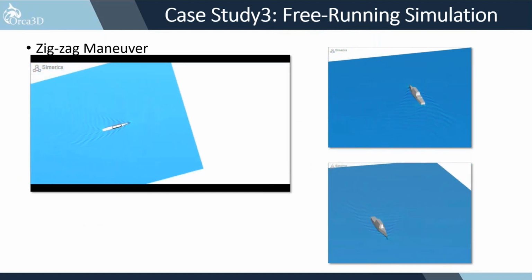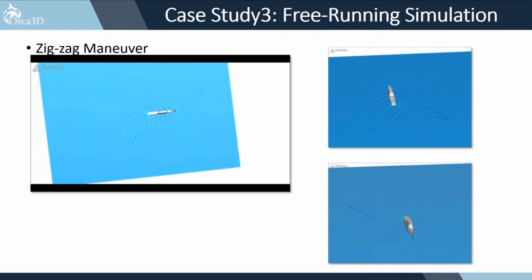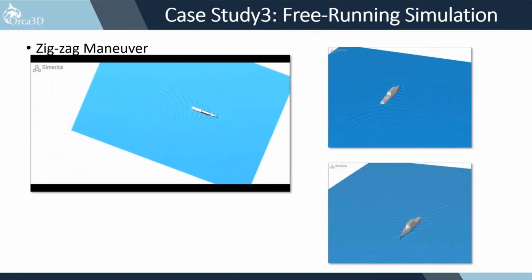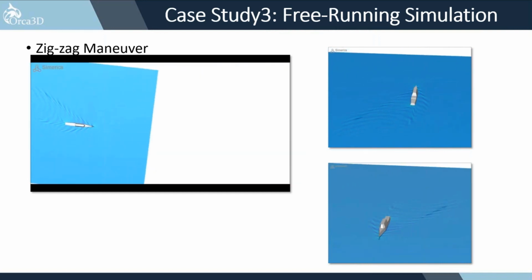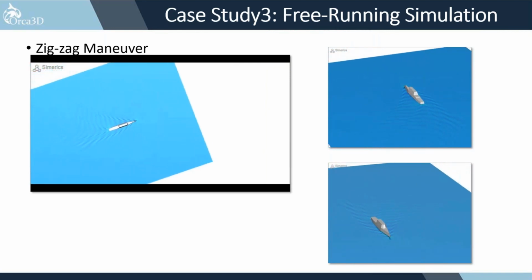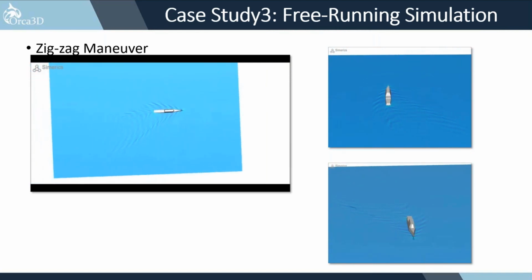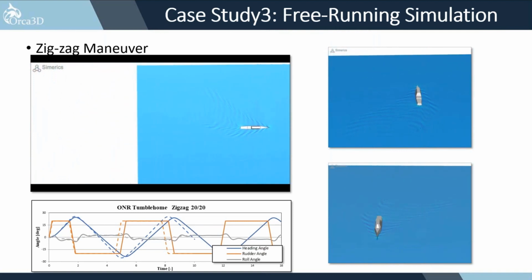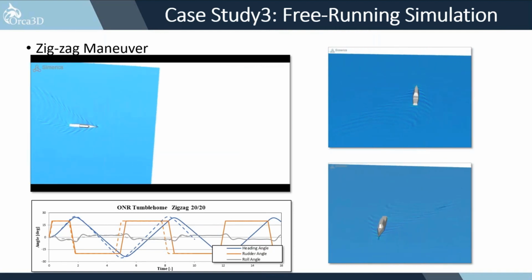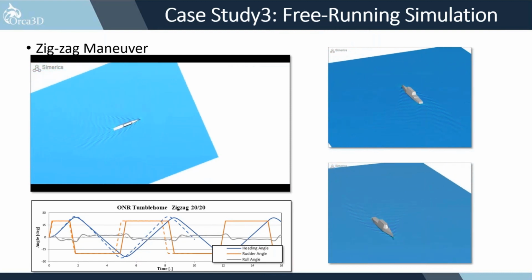Well, another canonical maneuver is the zigzag maneuver. Here is an ONRT ship experiencing the zigzag test. Basically, we're going to change the rudder based on its heading angle. By doing that, we are also doing an apple-to-apple comparison, just like what you would do in a sea trial or a model test.